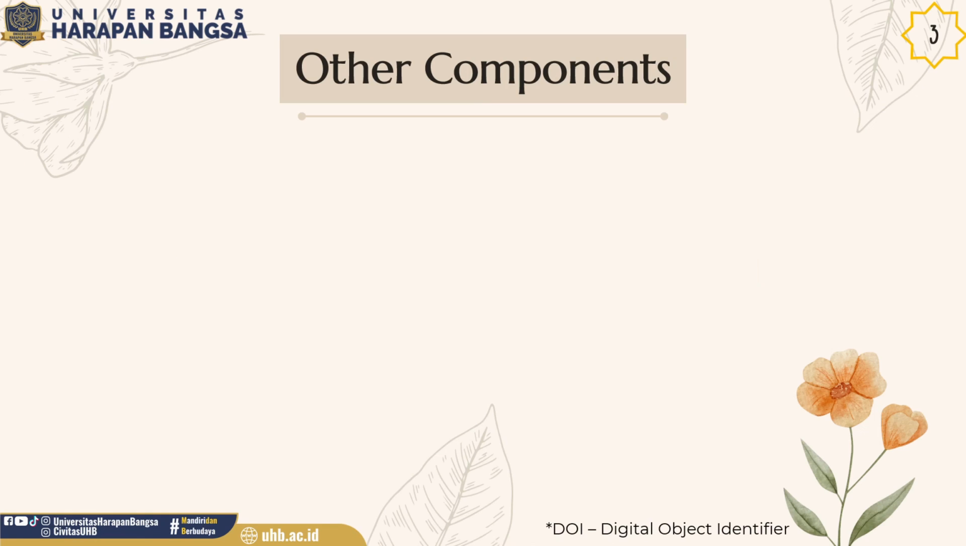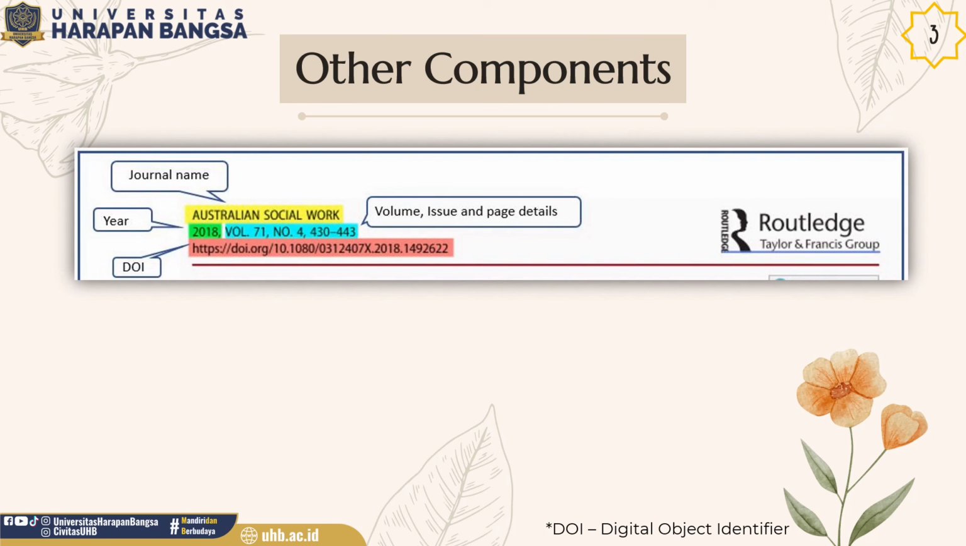Alright, next, move to other components of a research article. We have journal name, year, volume, issue, and page details, and also DOI. It stands for Digital Object Identifier. This is a string of numbers, letters, and symbols used to identify an article and to provide it with a web address.